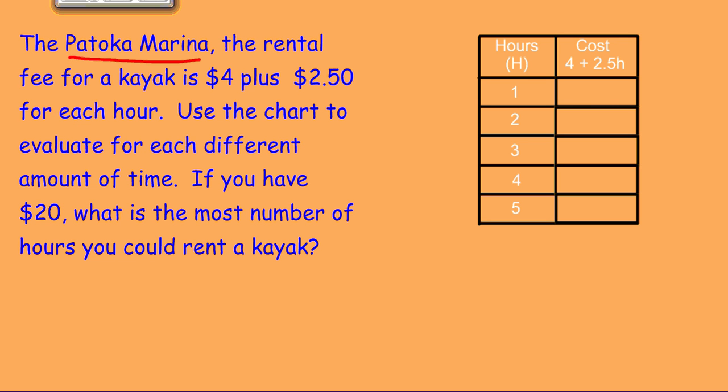Let's check out and see how you did. For 1 hour, we would have the $4 plus $2.50 times h. Well, h is 1. 4 plus $2.50 is $6.50. For 2 hours, now it's going to be a little bit more challenging because we're going to have to multiply that 2.5 or $2.50 times 2, which is $5 plus $4 is equal to $9 for 2 hours. I'll go ahead and let you do the rest of them, but I'll give you the answers.